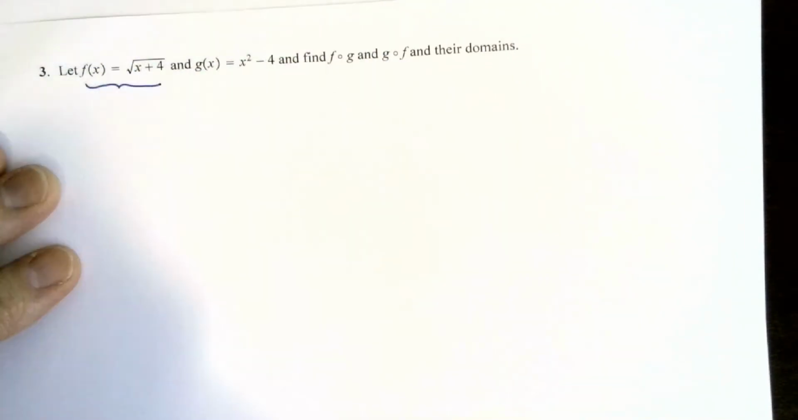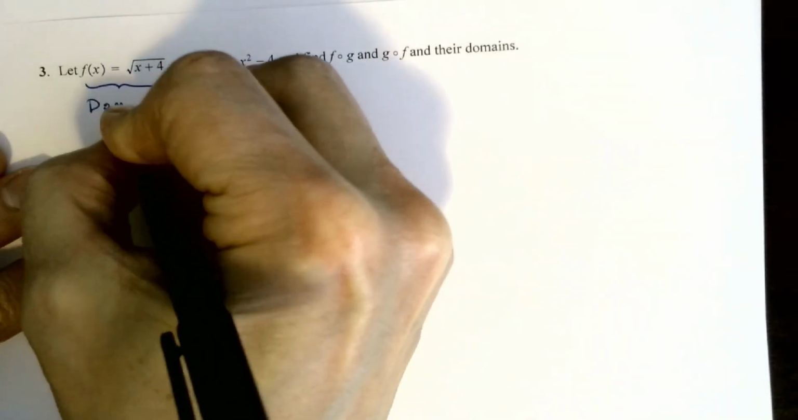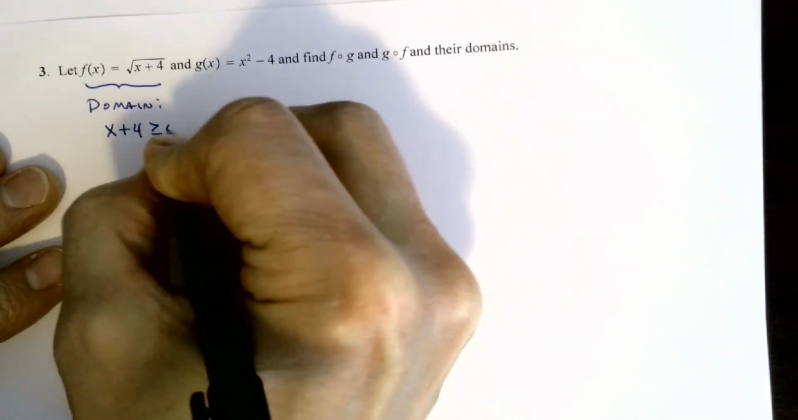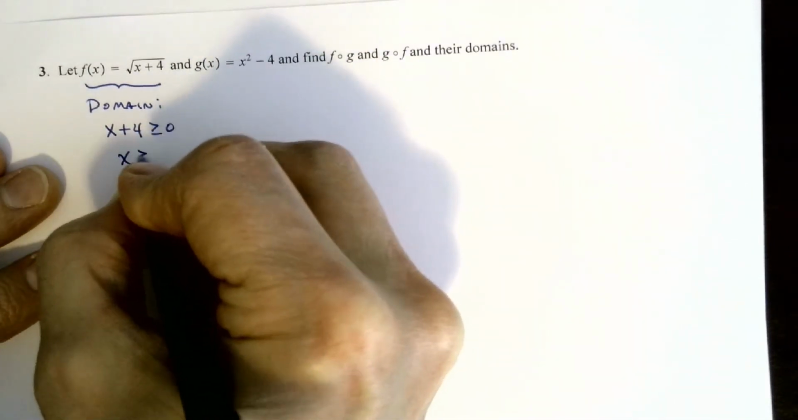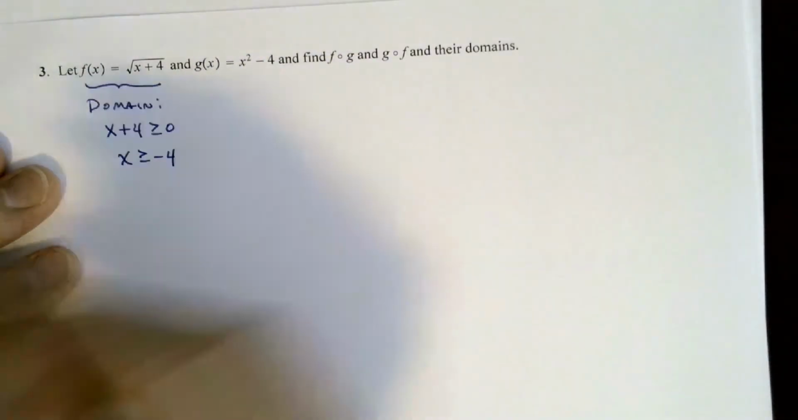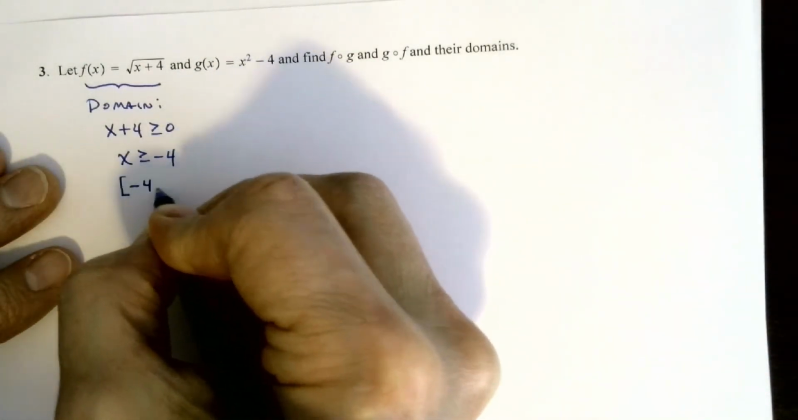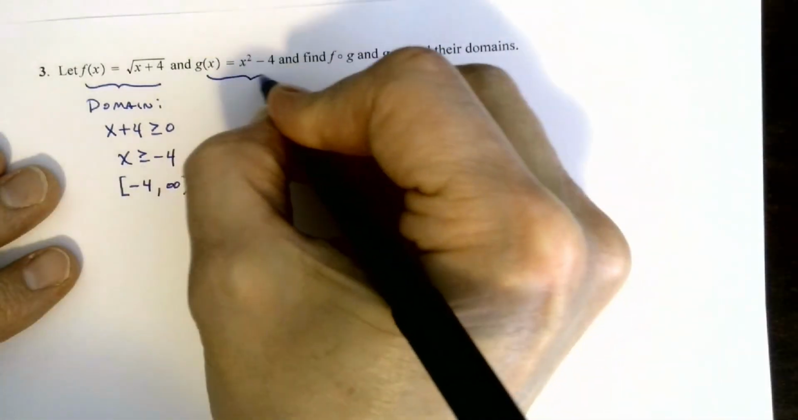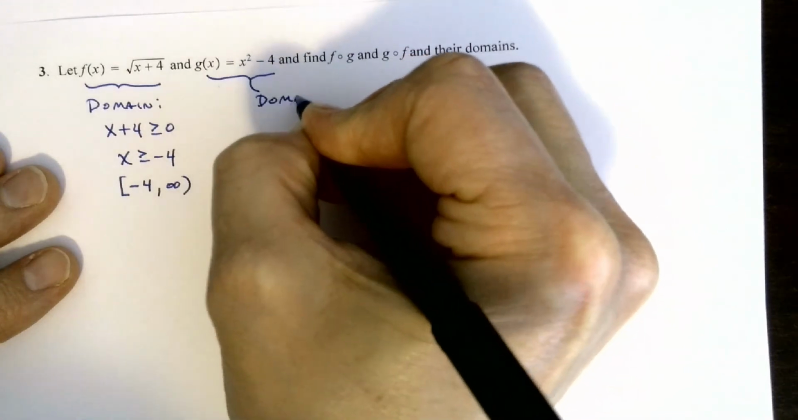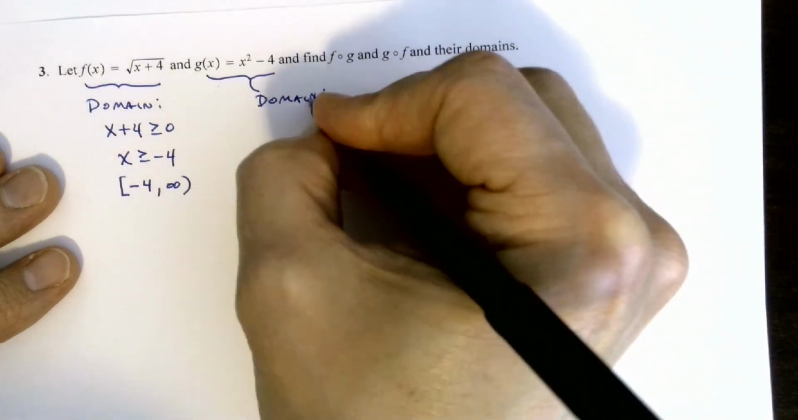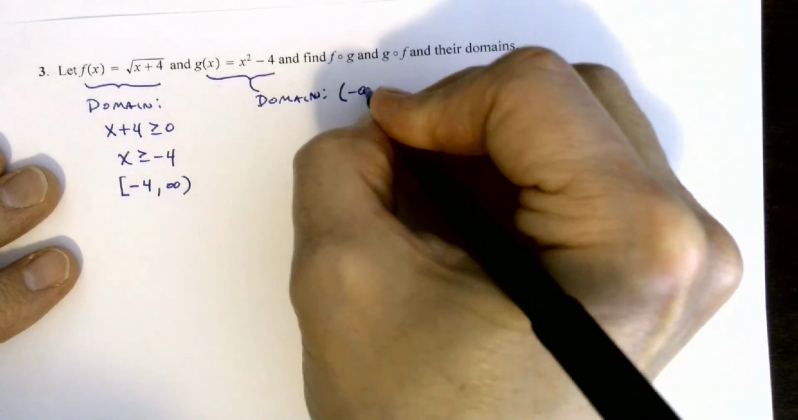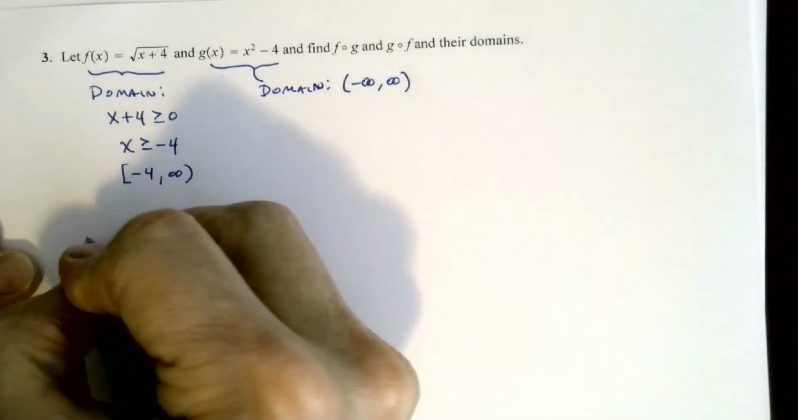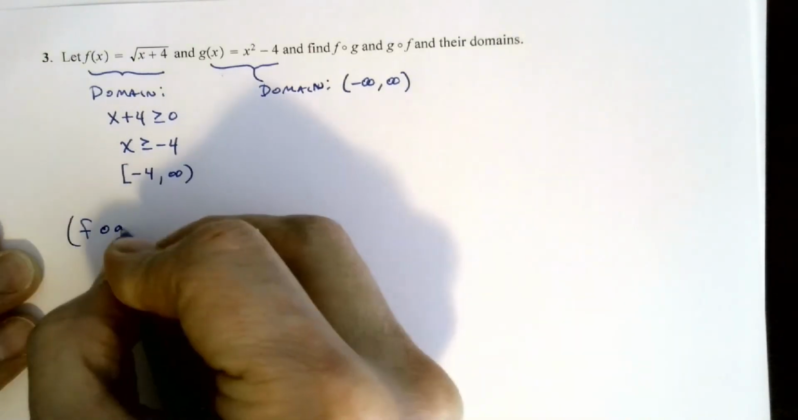Okay, one more example. What's the domain of this function? x plus 4 has to be what? Greater than or equal to 0. So x is greater than or equal to negative 4. In interval notation, we're talking about this as the domain of that function. G of x, what's its domain? It's just a polynomial function, a quadratic function, so its domain is all real numbers, no problem. Okay. So let's take a look at F circle G.